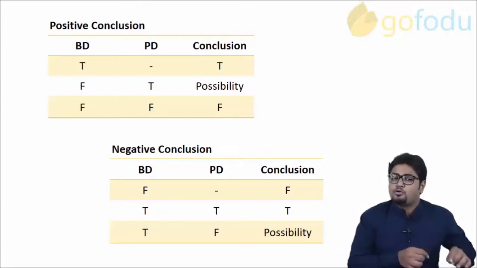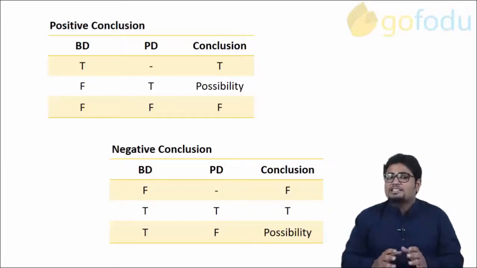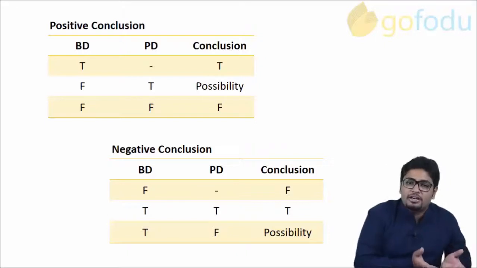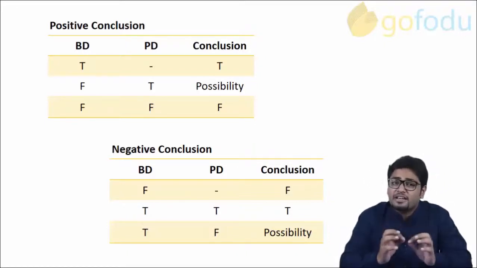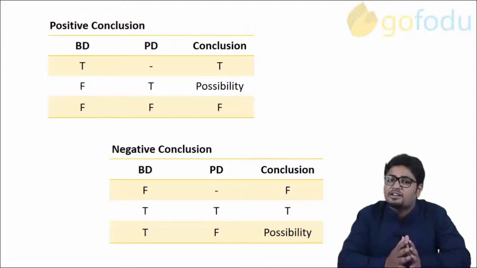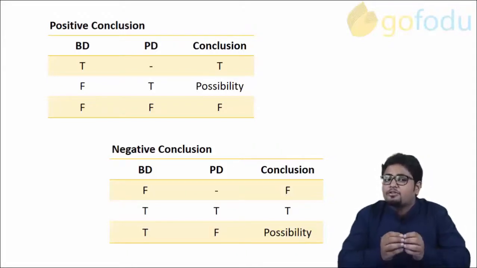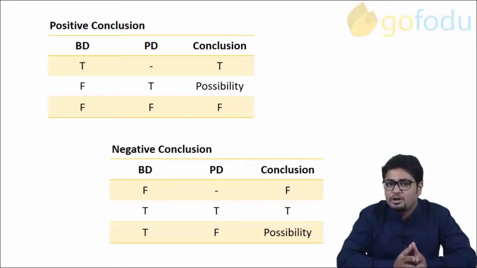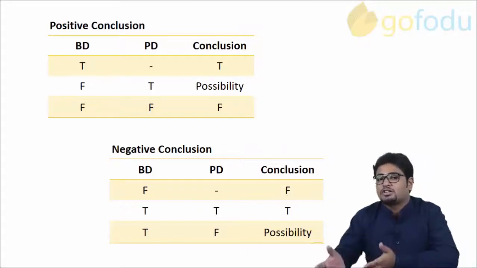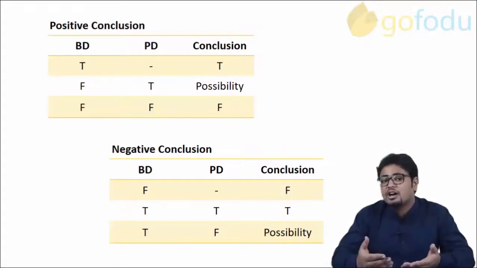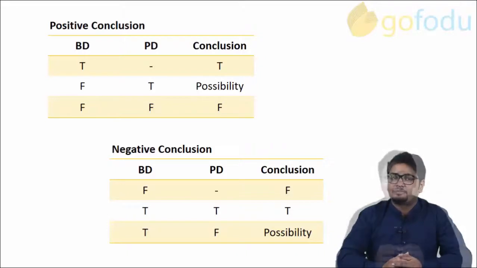Now, when it is false, we do not consider it as definite conclusion. It can be either a possibility or it will be false. In specific cases where possibility is given in the answer choices, we have to make the possible diagrams. Or else, in maximum cases where definite conclusions are asked, we can straight away reject the positive conclusion which is false according to the basic diagram.